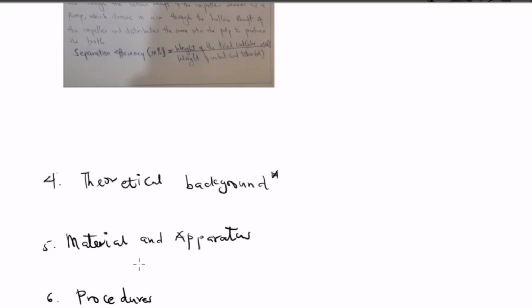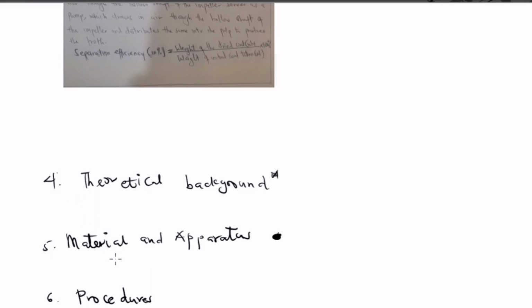Now we move on to the materials and apparatus. As the name goes, we list all the materials and apparatus used in your experiment, and be precise. Imagine someone wanting to replicate your experiment. This section should guide them. The apparatus and materials you used to do the experiment will help that person perform the same experiment.